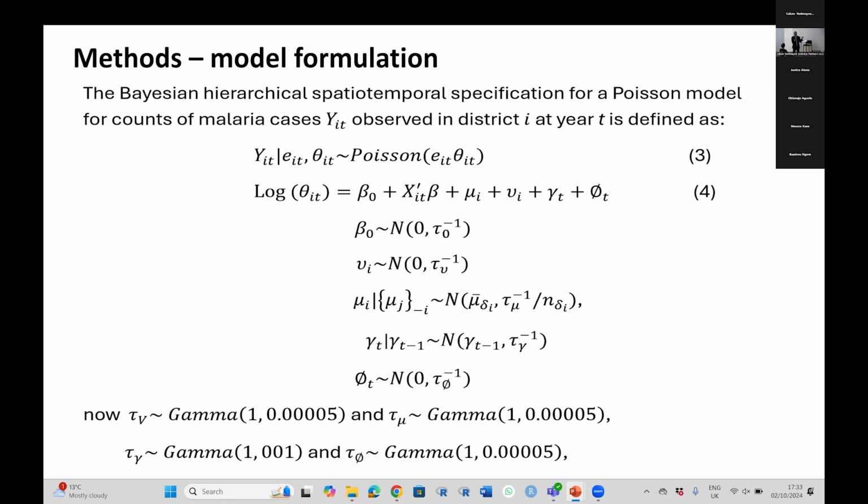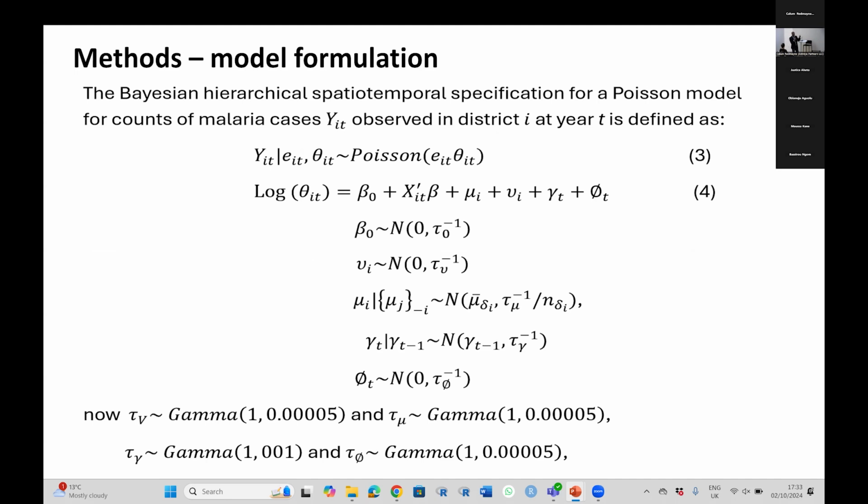If district 2, that is district 2. So it's like a random effect that we are estimating based on the model. The VI is another thing linked to the spatial, but we call this one unstructured spatial effects, or you can call it uncorrelated spatial effect, something like that.